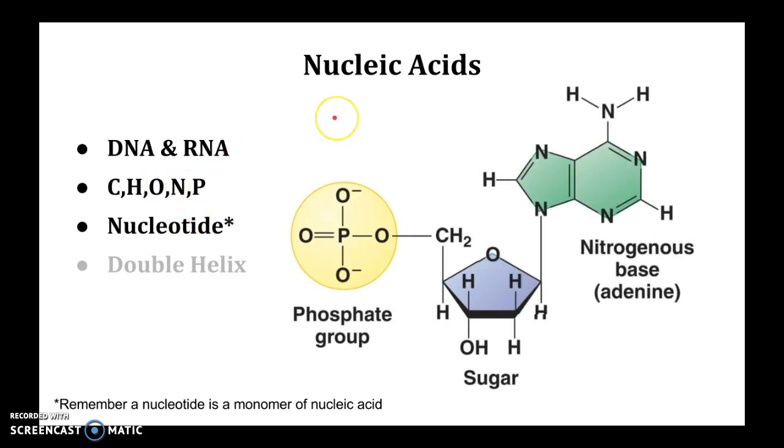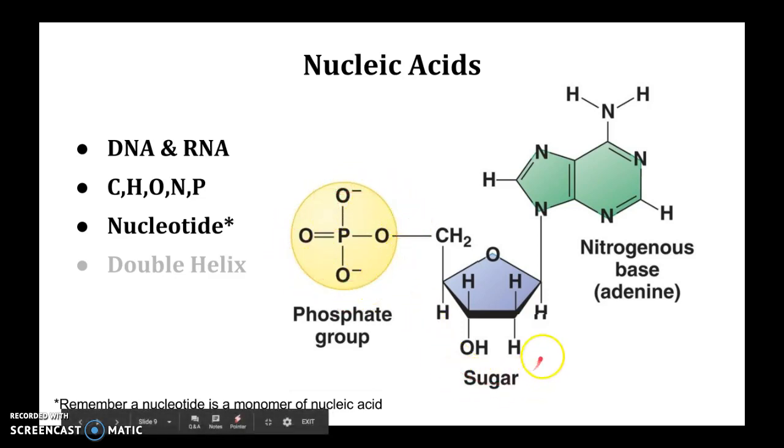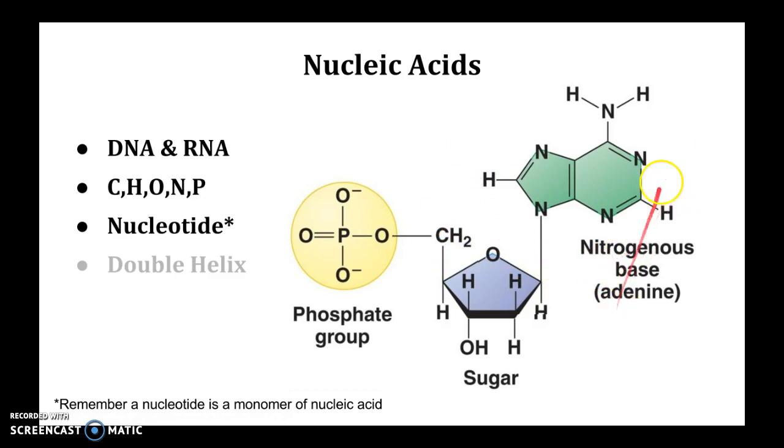Nucleic acids have three characteristic parts to them. One is the phosphate group, which is right here. You can always identify it by the oxygen right here. The next one is the sugar, which is right here. And then we have the nitrogenous base. In this case, it's adenine. There are 4 of them, which we'll discuss at a later time.